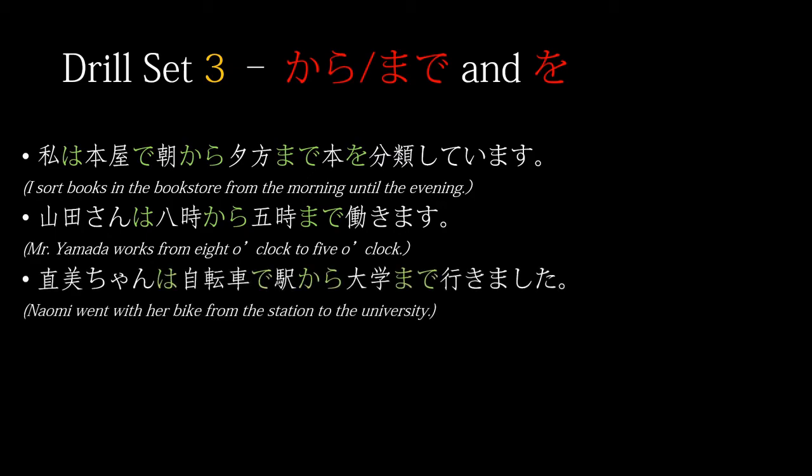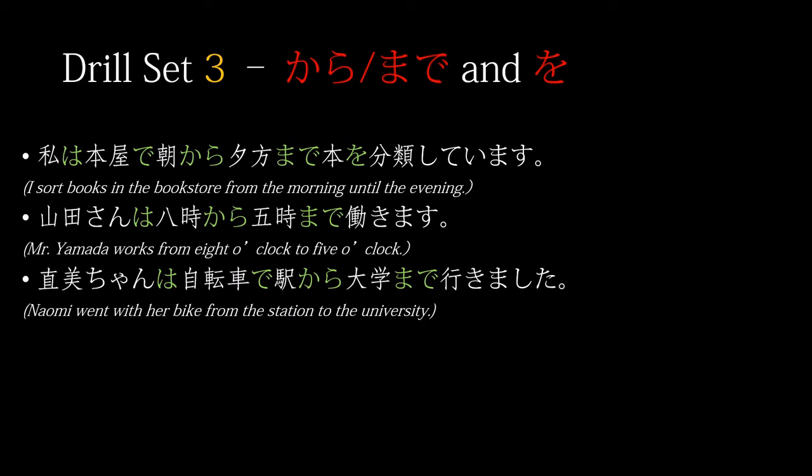Let's see our third sentence. Naomi went with her bike from the station to the university. Naomi-chan wa 自転車で駅から大学まで行きました. Once again, we see here the pairing of kara and made to show a certain spatial, let's say, length here, and that is the path that Naomi has traversed with her bike from the station to the university, and wa is of course used to create the topic out of Naomi-chan, and de to show the instrument, in this case her means of transportation with which she has performed the action of going from the station to the university.